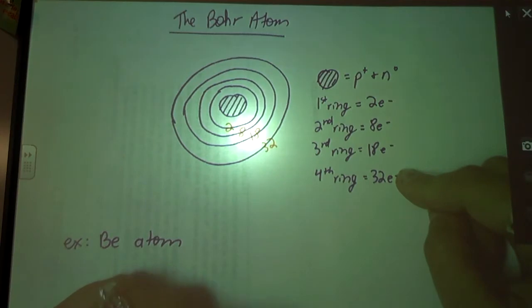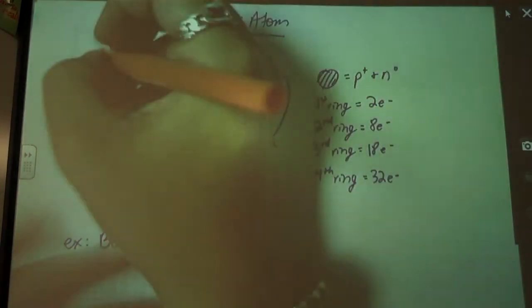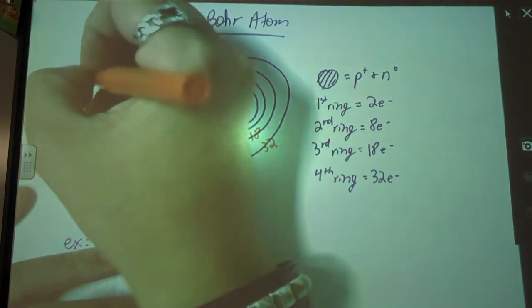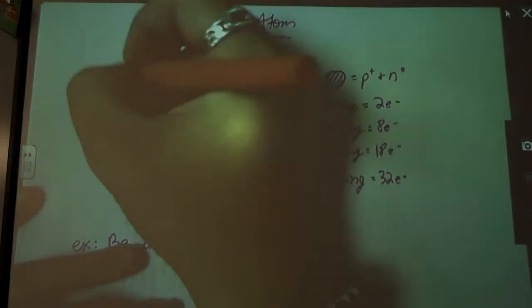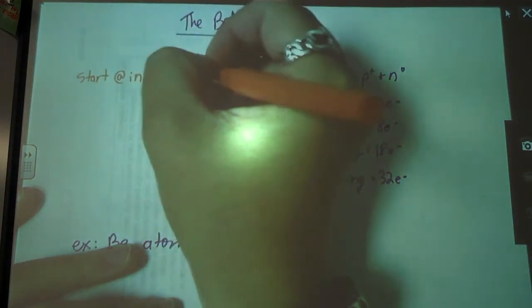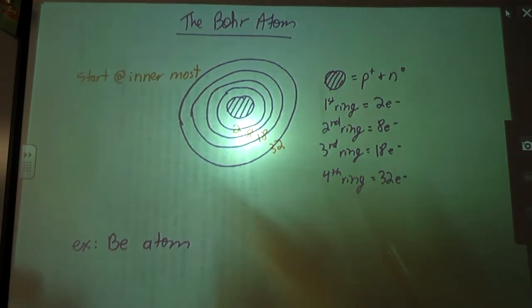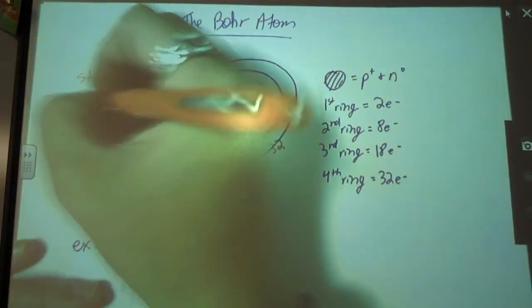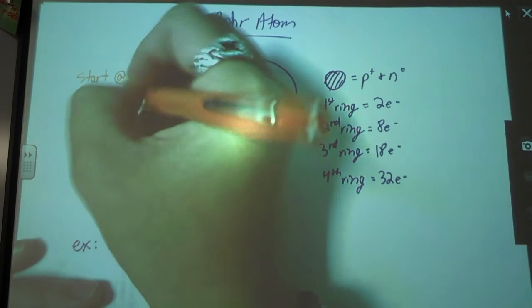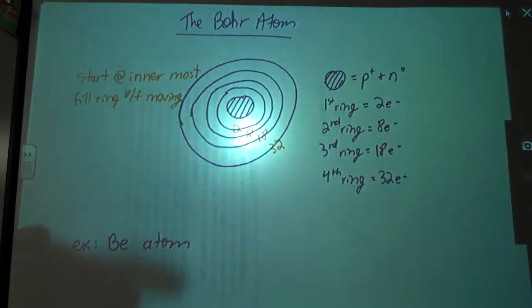We will always start with that innermost ring and work our way out. We will also always fill a ring before moving on. Two things you need to know.